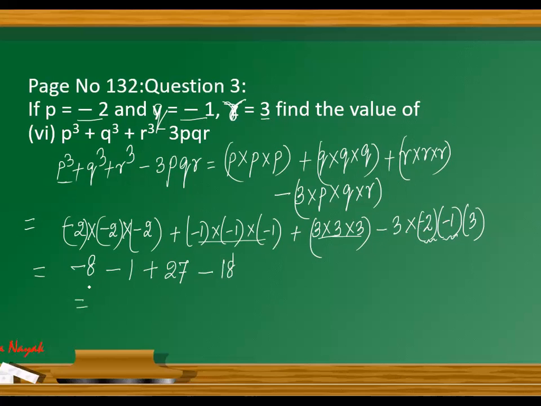So this will be how much? Minus 8 minus 1 minus 18 plus 27. That will be 27 positive, 27 negative. Answer is 0.